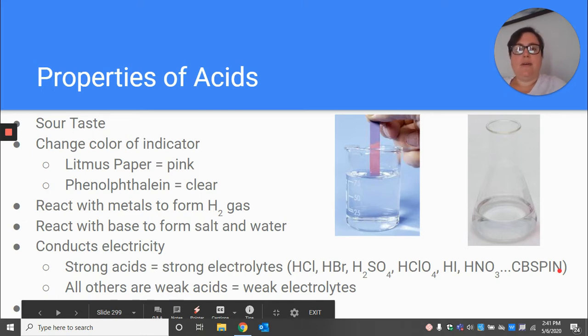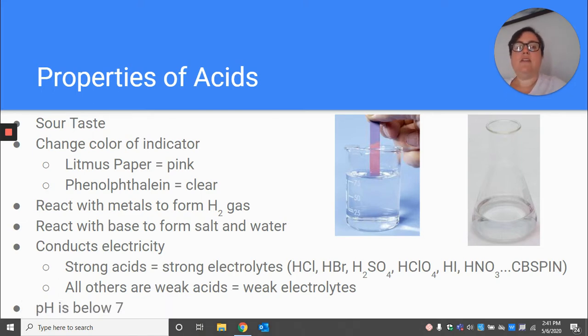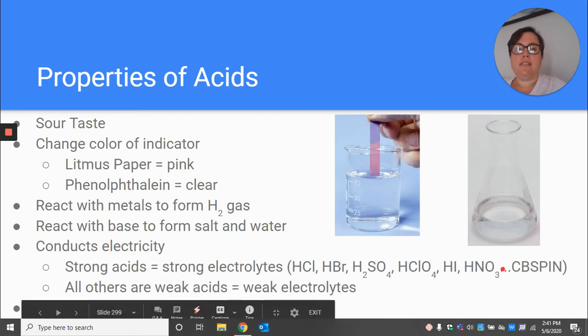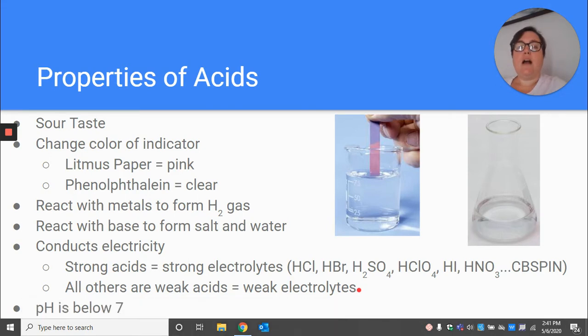Any other acid that you have is weak. So anything that starts with an H is an acid. If it's one of these 6, it's a strong acid, therefore a strong electrolyte. If it's not, then it's a weak acid and therefore a weak electrolyte. Now, acids also have a pH below 7, and we'll get into pH more in our next lesson.